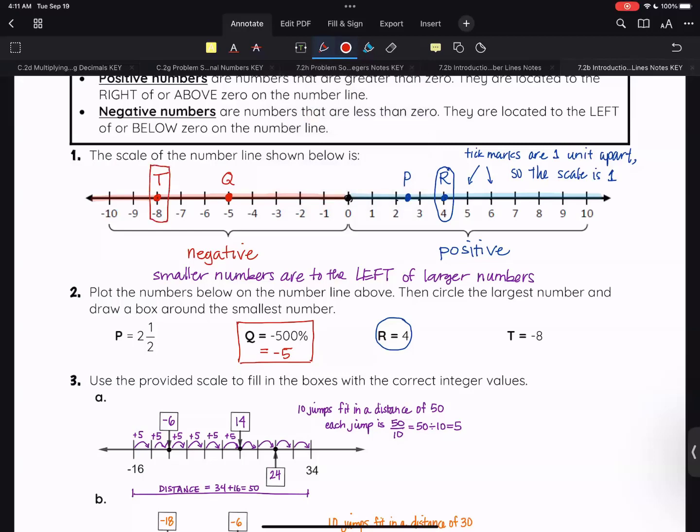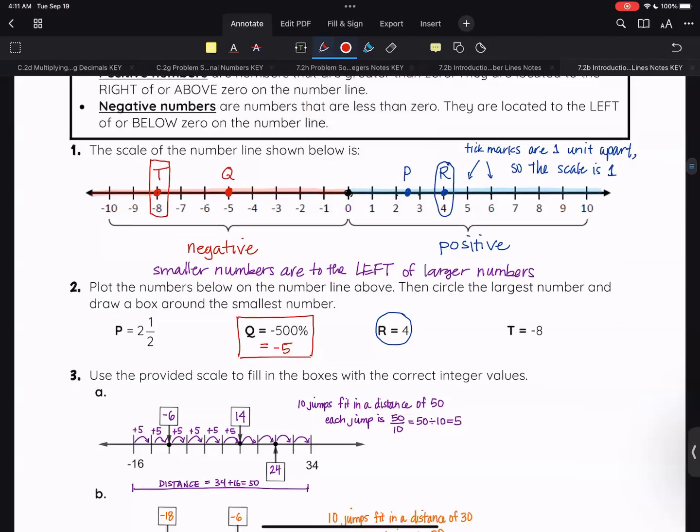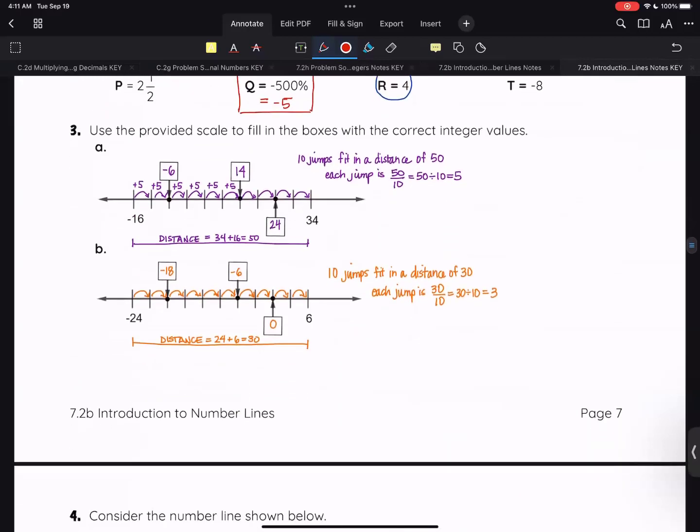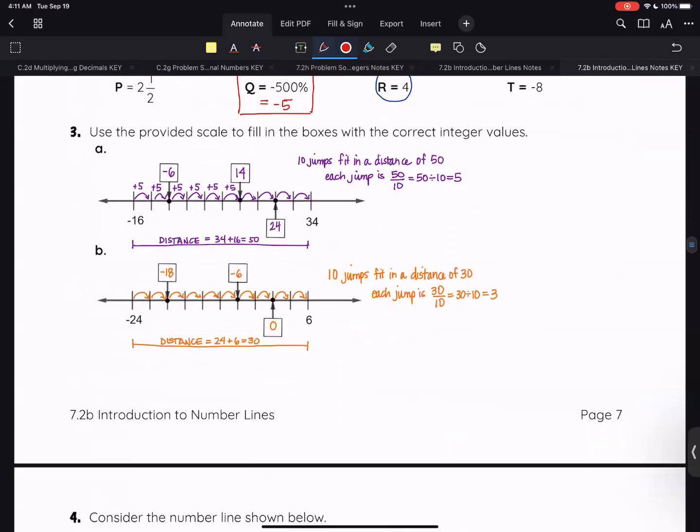For number 3, we want to use the scale to fill in the boxes with the correct integer values. So this one's a little tricky until you've done a couple. So in order to figure out the scale, which we don't have, we need to think about the distance between the left edge and the right edge for the labeled points that we have. So we're going all the way from negative 16 up to 0. That's going to use a distance of 16. And then we continue on from 0 up to 34, which gives us another 34.